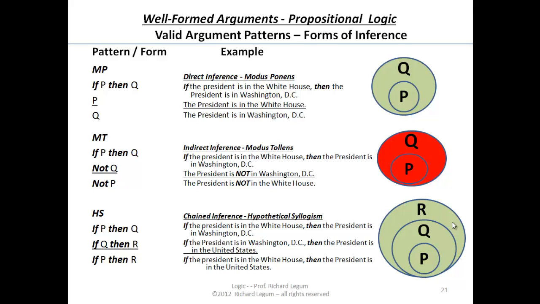If the president's in the White House, then the president's in Washington, D.C. The president is in the White House. We can conclude from that the president is in Washington, D.C.